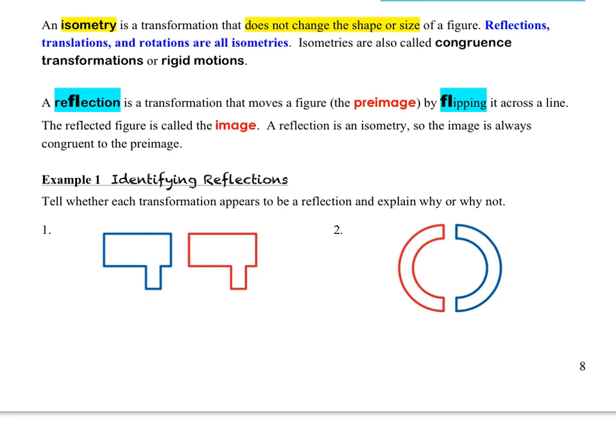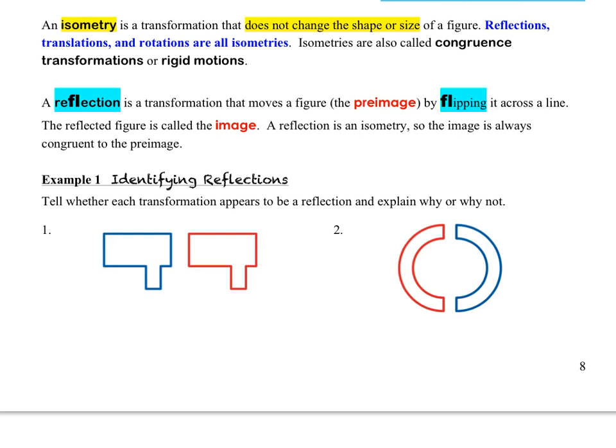So a reflection is a transformation that moves the figure from the pre-image to the image by flipping it across a line. So we typically have this line of reflection, and what that means is it's as if you could put a mirror in between the 2 figures and it looks like a mirror image on the 2 sides.